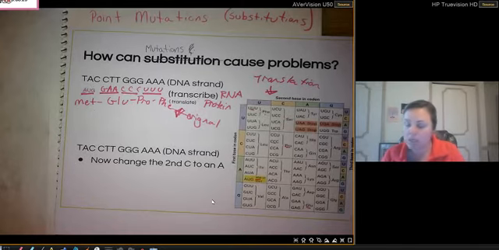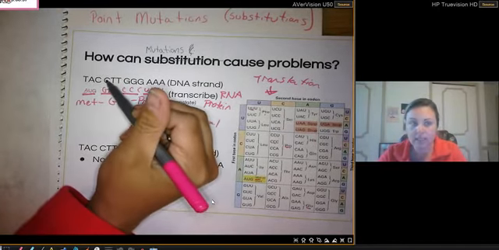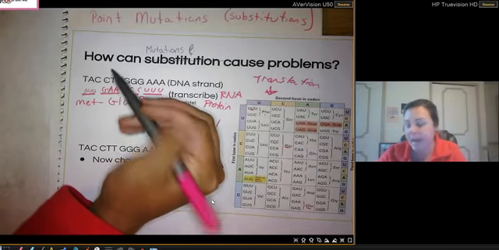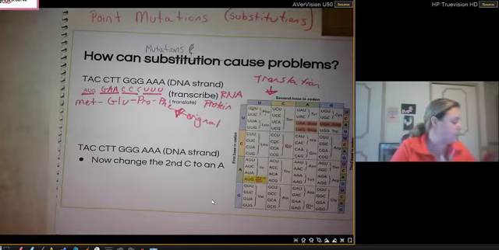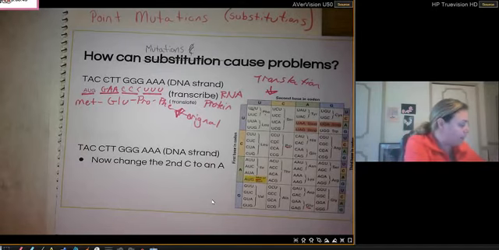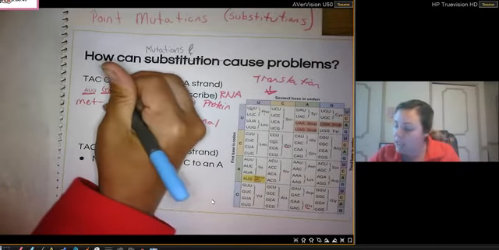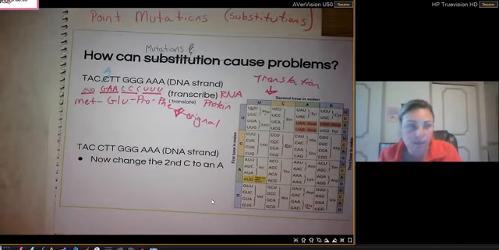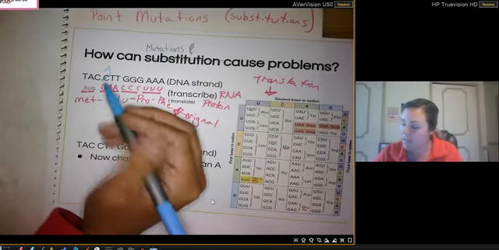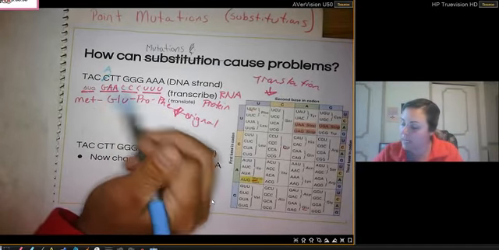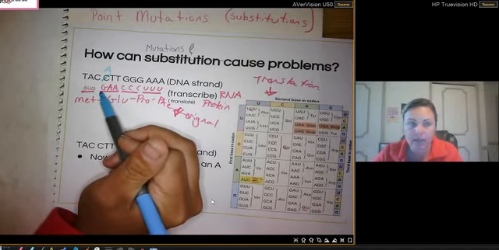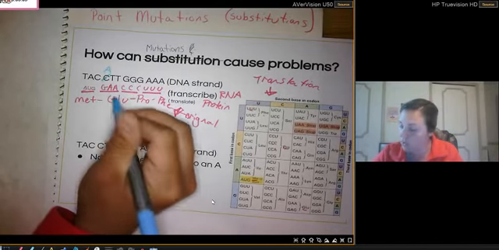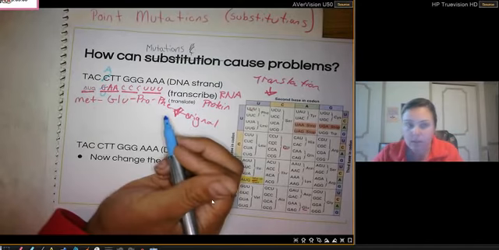Okay, so the first thing let's look at is what happens if we were to change this C to an A. So let's try that. I'm going to use a different color since we're working on a different problem. If we change this C to an A, everything else remains the same, right? So transcribing will be the same for all of these, except now here, A will go with U. So let me change this to U. Okay, this is our mutation.